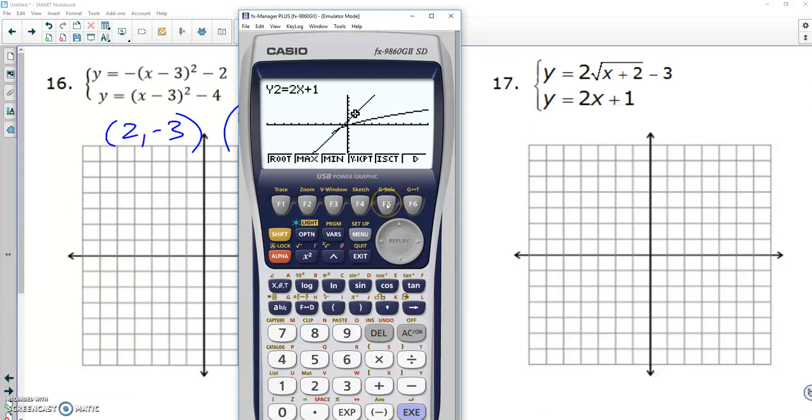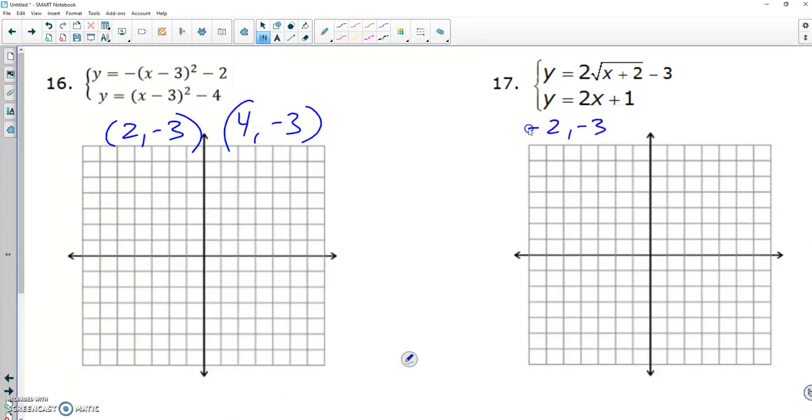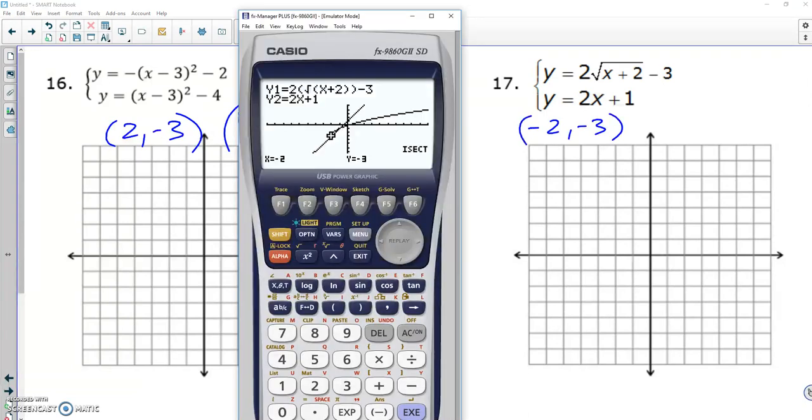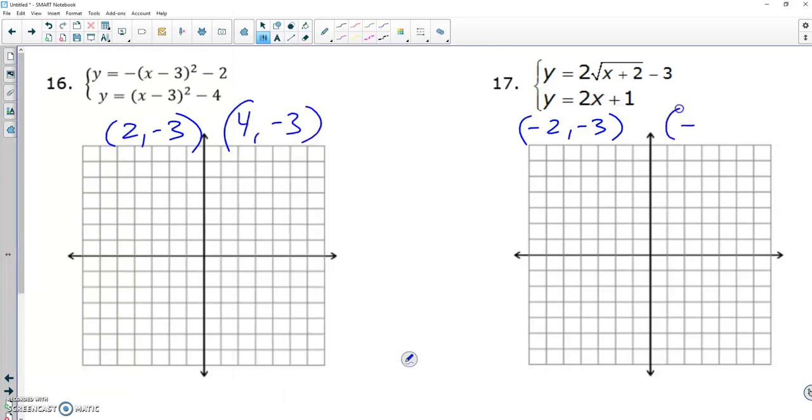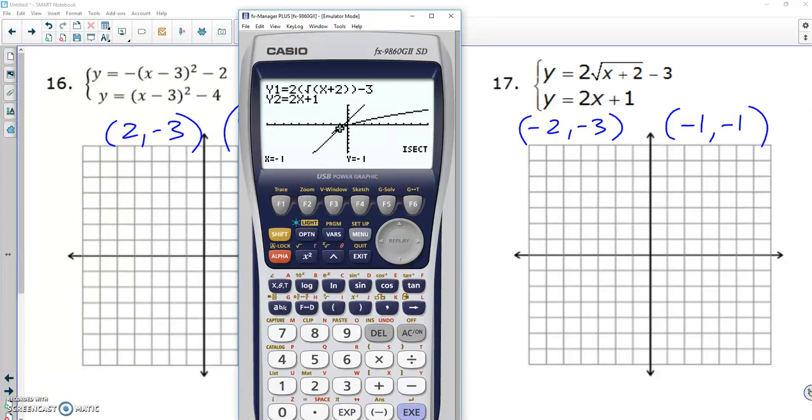So to solve this, we just use the G-solve button. We go to the intersection, and it looks like it's crossing at -2, -3. And if you want to see if this has a second one, you just toggle to the right. Now you can see it does cross a second time. So it's at -1, -1. Again, just to be sure, toggle to the left, toggle to the right, and it looks like it hits twice.